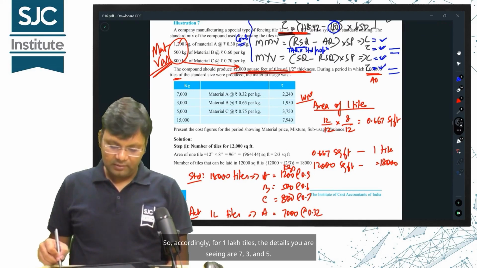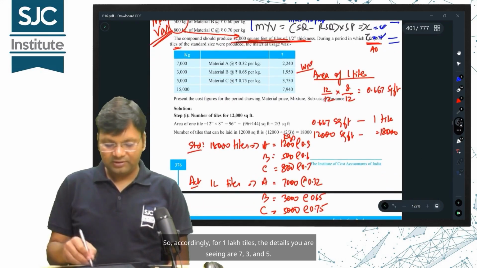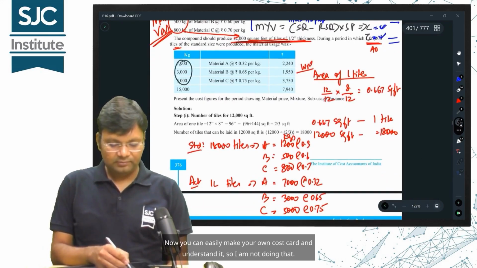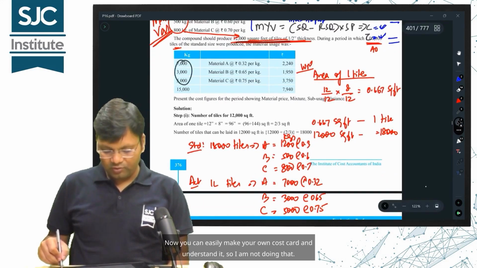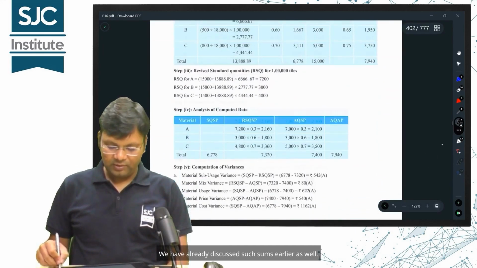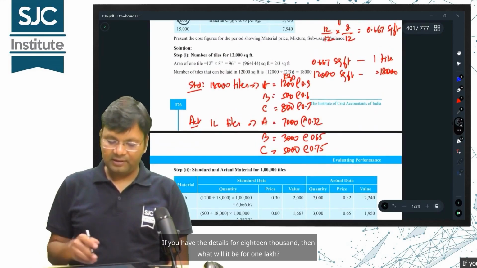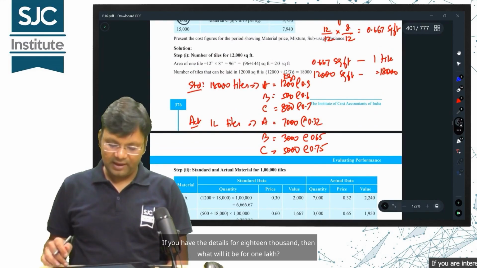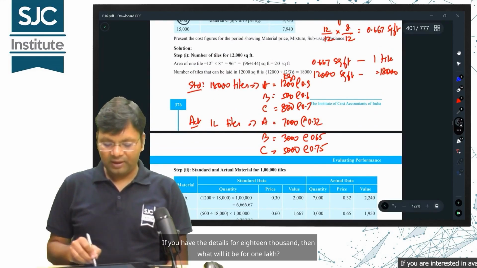So, accordingly, for 1 lakh tiles, the details you are seeing are 7, 3 and 5. Now you can easily make your own cost card and understand it, so I am not doing that. We have already discussed such sums earlier as well. If you have the details for 18,000, then what will it be for 1 lakh?